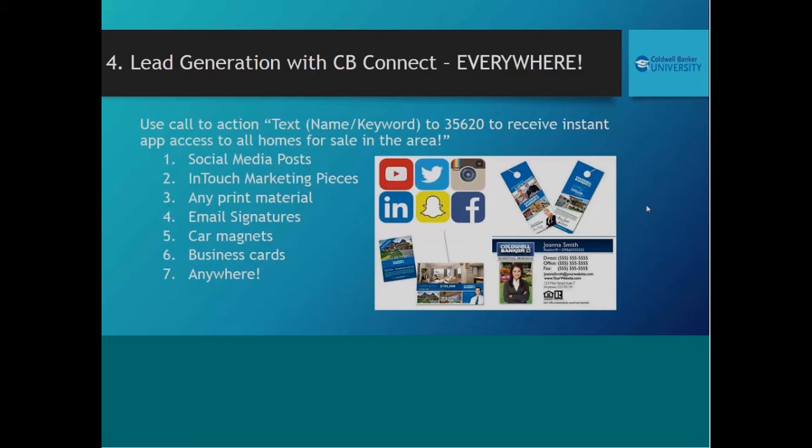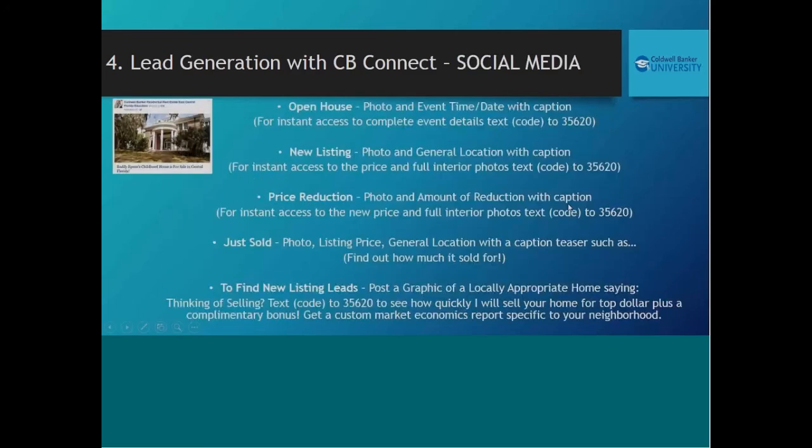Get in the habit of putting text my name to 35620 everywhere you go, and wait and see. Look for those text messages as they come in. And then when it comes to a specific listing, the sky is the limit on how to use a property code, a property-specific mobile website in order to generate leads on that particular home.